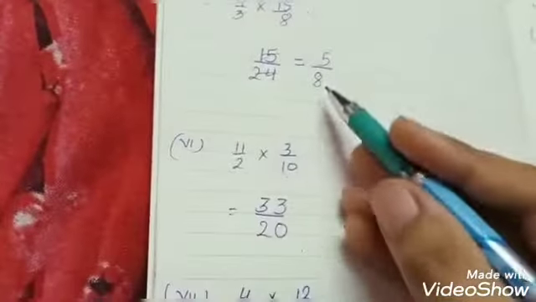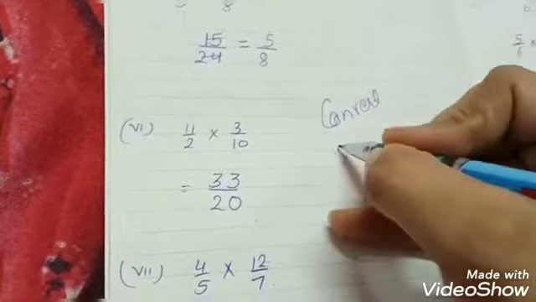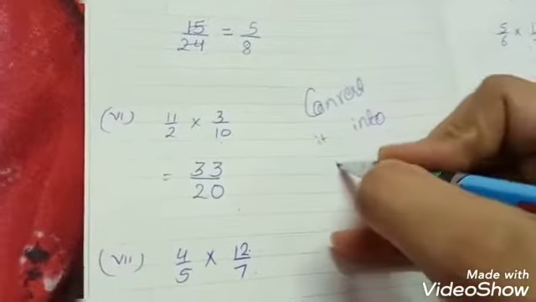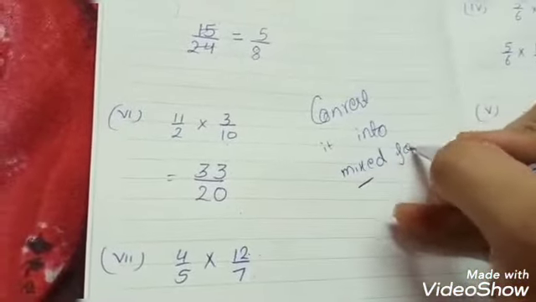But yes, they all are improper fractions. So you have to convert it into mixed form. Mixed form I already explained yesterday, how to convert by dividing.